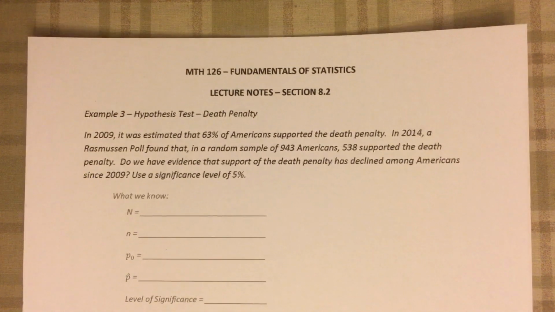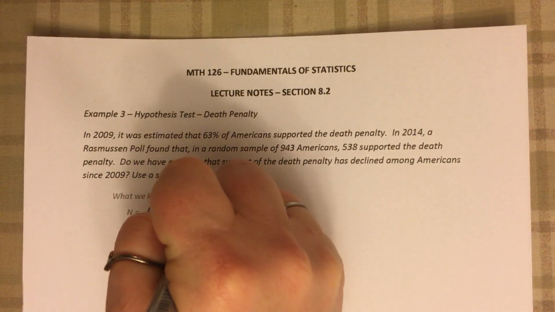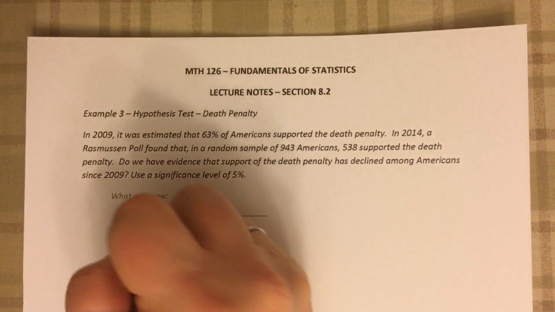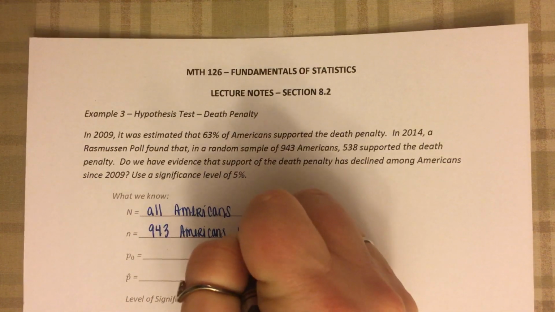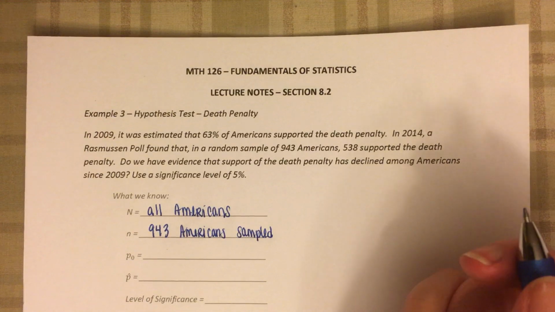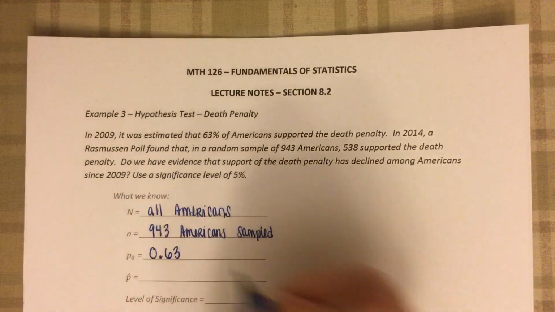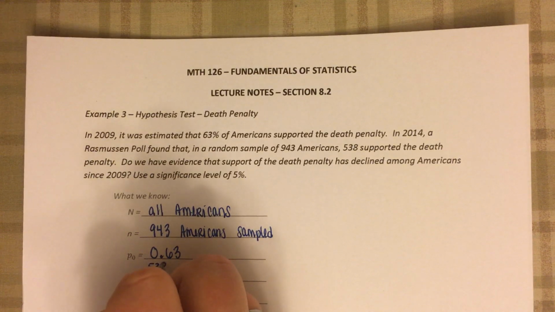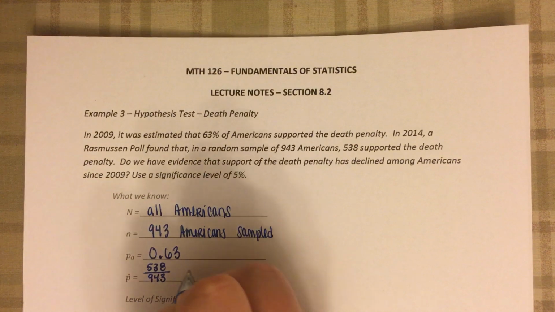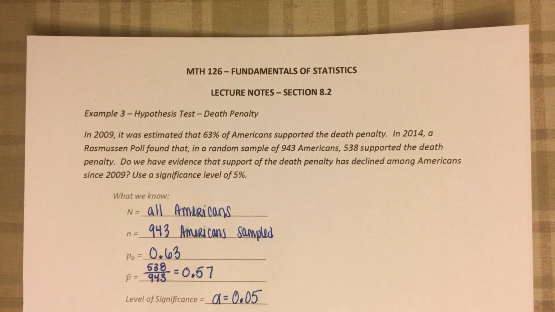All right, so like we did in problems in Chapter 7, we're going to start out by listing what we know. So our population is going to be all Americans. Our sample size is going to be the 943 Americans that were sampled. Our p naught is our original percentage in the original question, so our p naught is 63%, so 0.63. Our p hat, in this case, we actually have to calculate. So we're going to take this 538 divided by our 943, and we get 57%. Our level of significance, we're told that alpha equals 0.05, so a 5% level of significance.